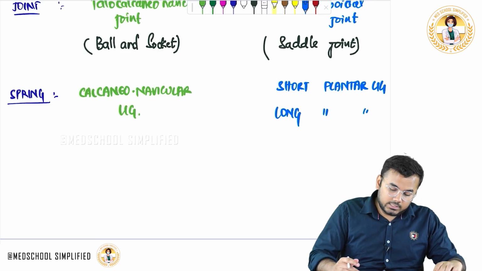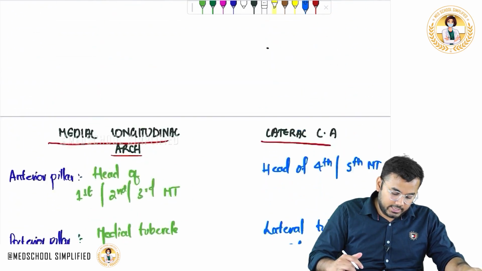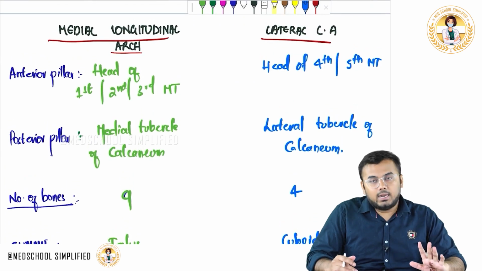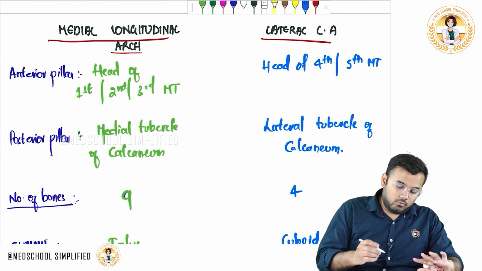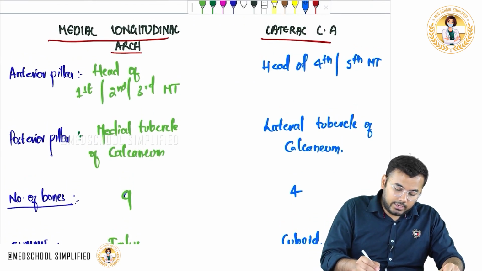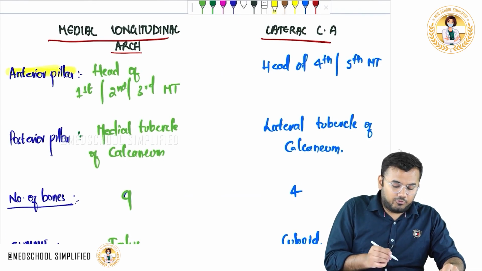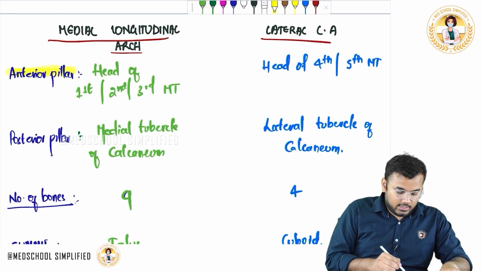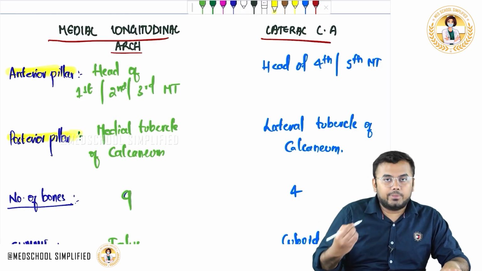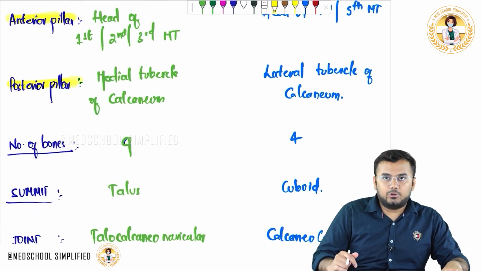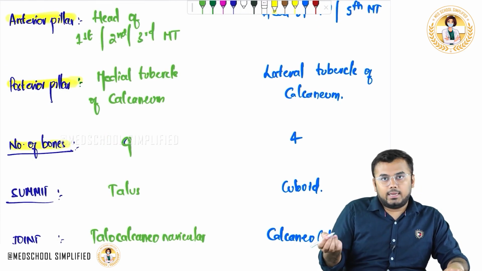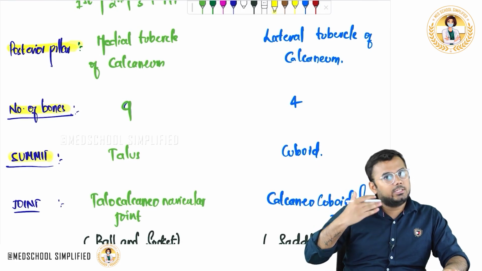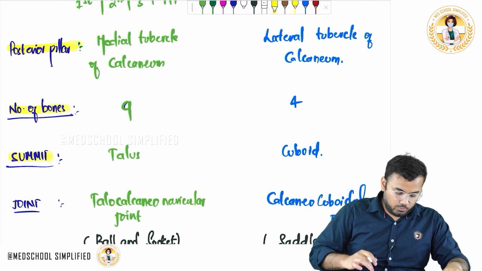Apart from this, the next important thing I want to discuss is the differences here: medial longitudinal, lateral longitudinal. You know what the anterior pillar has, right? This is the anterior pillar of the medial longitudinal arch: heads of 1 to 3 metatarsals, and heads of 4 and 5 for the lateral. The posterior pillar is the medial tubercle of the calcaneum, there it will be the lateral tubercle. Here the number of bones is 9, there it is 4. Here the summit, meaning the keystone bone, is your talus, and here it is the cuboid, right?